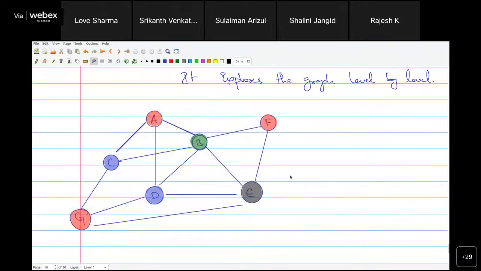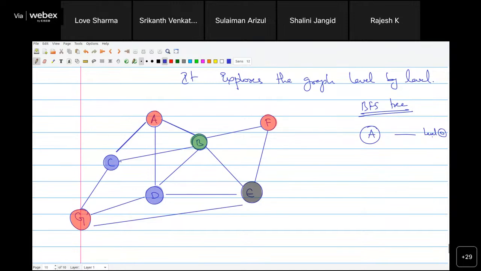So I wanted to explore this particular graph starting from vertex A, and I wanted the BFS tree. We will draw the BFS tree. So how we explored the graph, that is what we are going to draw. So we will start with vertex A. So this is a BFS tree. So I will start with vertex A, which I will represent as level 0.